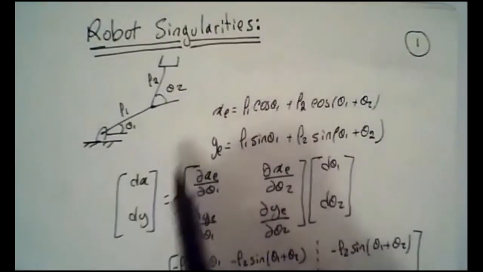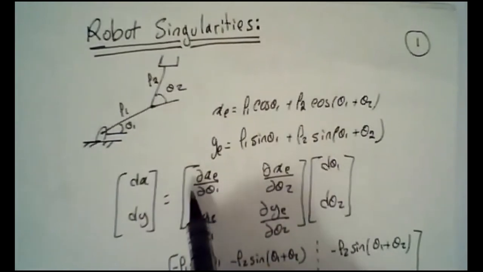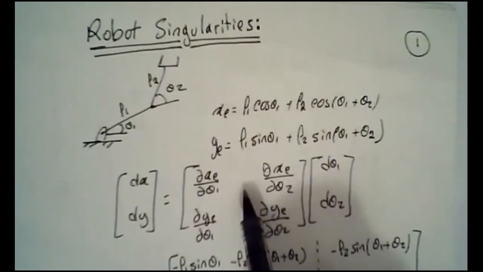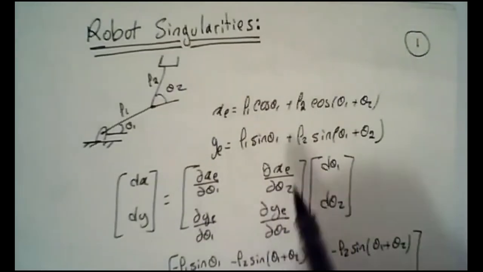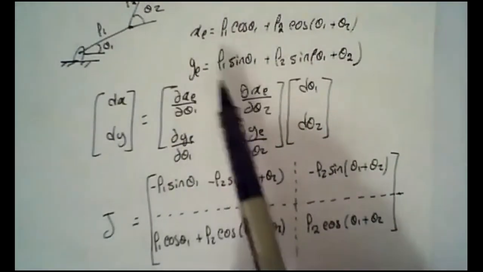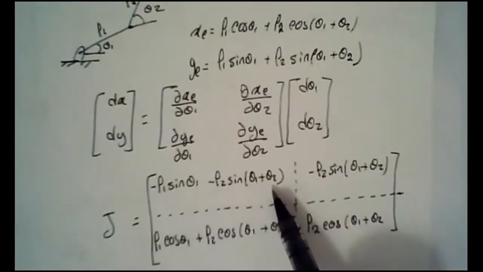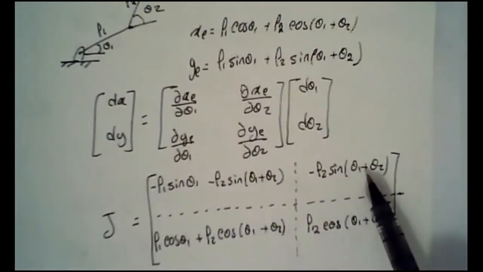Now, if I differentiate my xe and my ye to obtain my Jacobian, we know dx is going to be equal to the partial derivative of xe with respect to theta 1 multiplied by d theta 1, plus the partial derivative of xe with respect to theta 2 multiplied by d theta 2. So this is my Jacobian. If I do the calculations, dx over d theta 1 is equal to minus L1 sine theta 1 minus L2 sine (theta 1 plus theta 2). Now, dx over d theta 2 is equal to minus L2 sine (theta 1 plus theta 2).